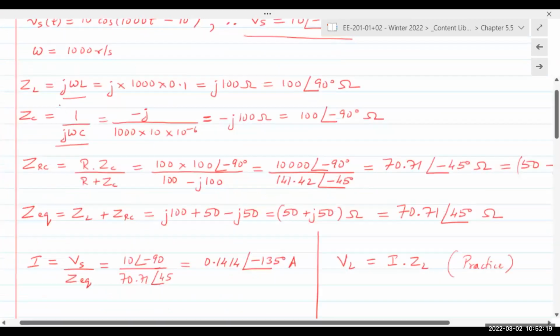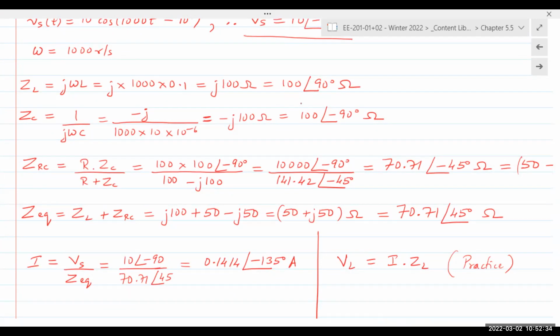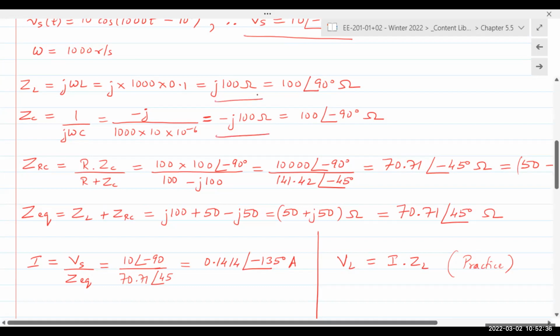Okay, ZL and ZC. I'm finding it for both rectangular coordinates as well as polar coordinates. That's just a habit that I've picked up over the last couple of decades. ZL comes out to be J100, ZC comes out to be minus J100.